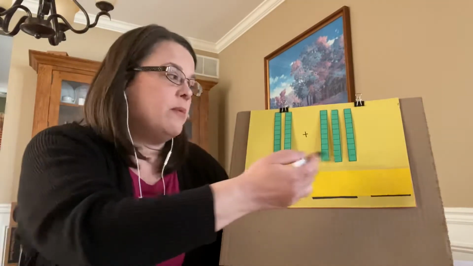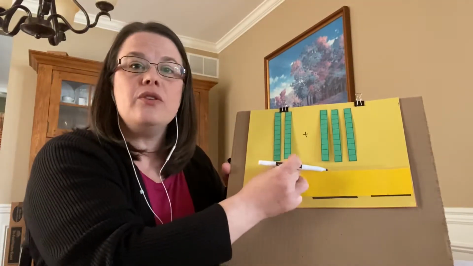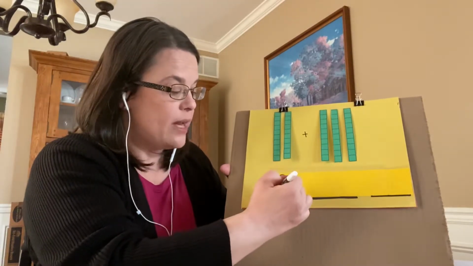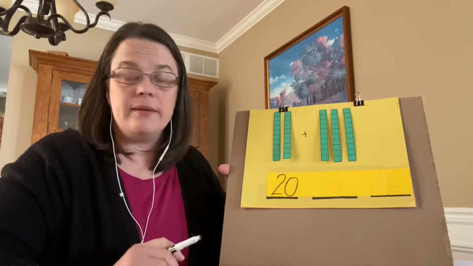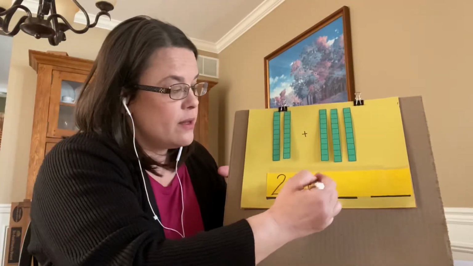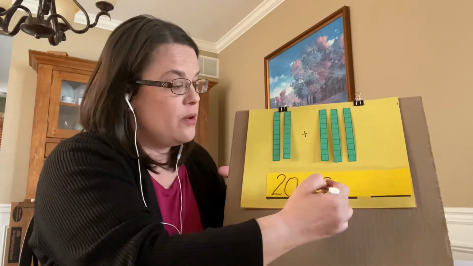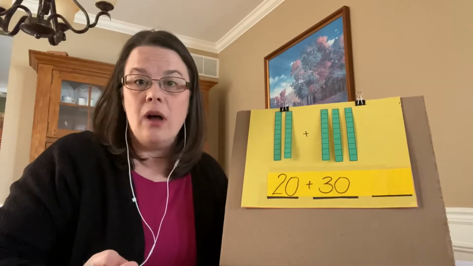And it's because they were writing how many tens and not the value of the tens. So when we look at a problem like this, I know we have two tens, but we know that the two tens are worth 20. So when we're writing them in the equation, we have to write the value of the two tens, which is 20, plus the value of these three tens, which is 30. Then we can add them all up.